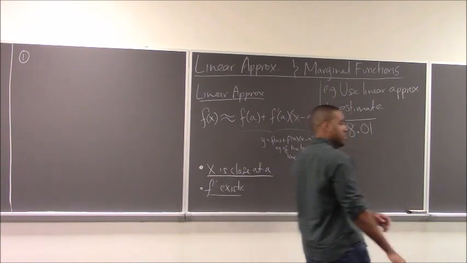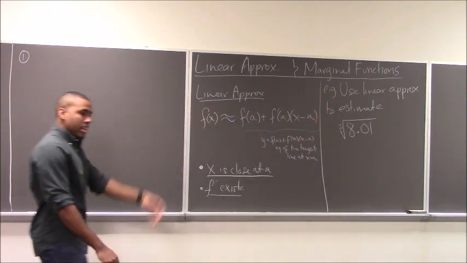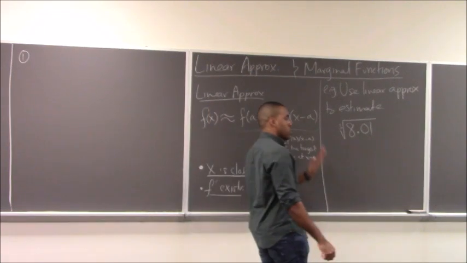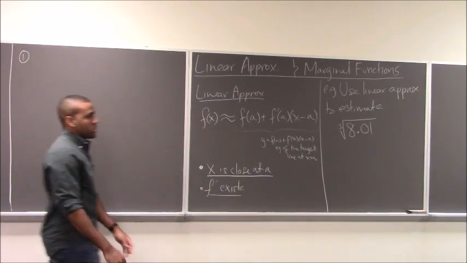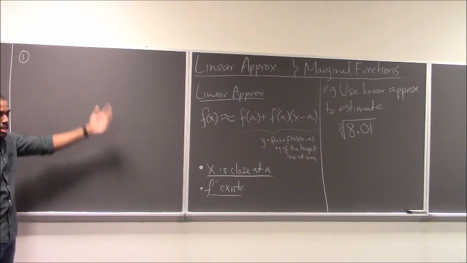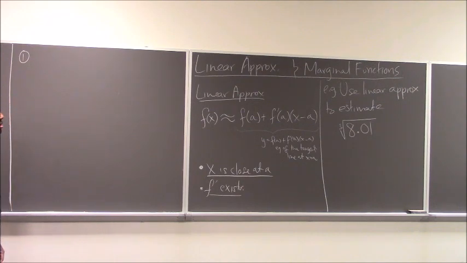So let's actually do this one. Run me through the steps again. As you can see, there was a problem like this on the test. It's the same sequence of steps. We're not going to get too crazy here. The question is pretty much always going to look something like that: use linear approximation to estimate this thing. And what's the first thing we need to do?